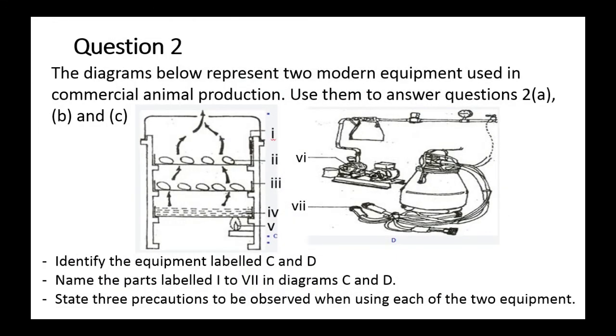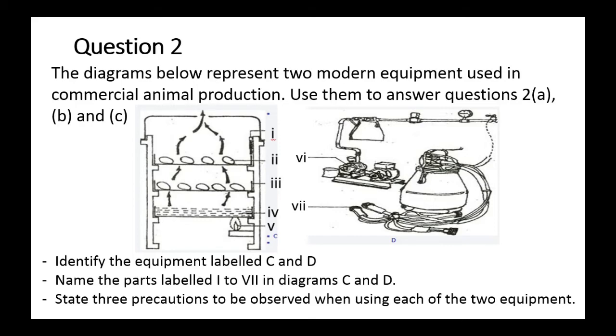Without wasting much of our time, we are going to be moving directly to question number 2. The diagram below represents the two modern equipment used in commercial animal production. Use them to answer question 2A, B, and C. This is the diagram as you can see it on the screen. Two diagrams. Identify the equipment labeled C and D. Name the parts labeled I to VII in diagrams C and D. State 3 precautions to be observed when using each of the equipment.